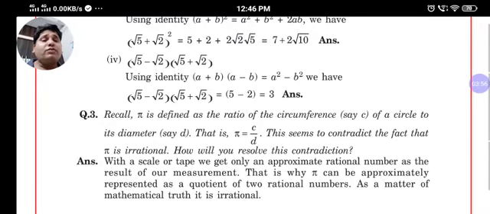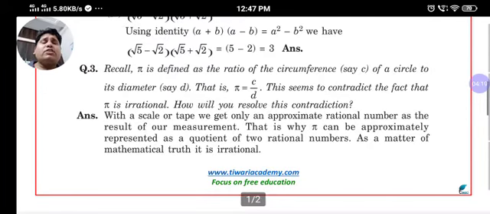Now, recall pi is defined as the ratio of the circumference of a circle to its diameter, that is pi equals c by d. This seems to contradict the fact that pi is irrational. How will you resolve this contradiction? The answer is here, but this is not important for the exam. Just imagine and learn that pi is equal to c upon d, the circumference divided by the diameter.